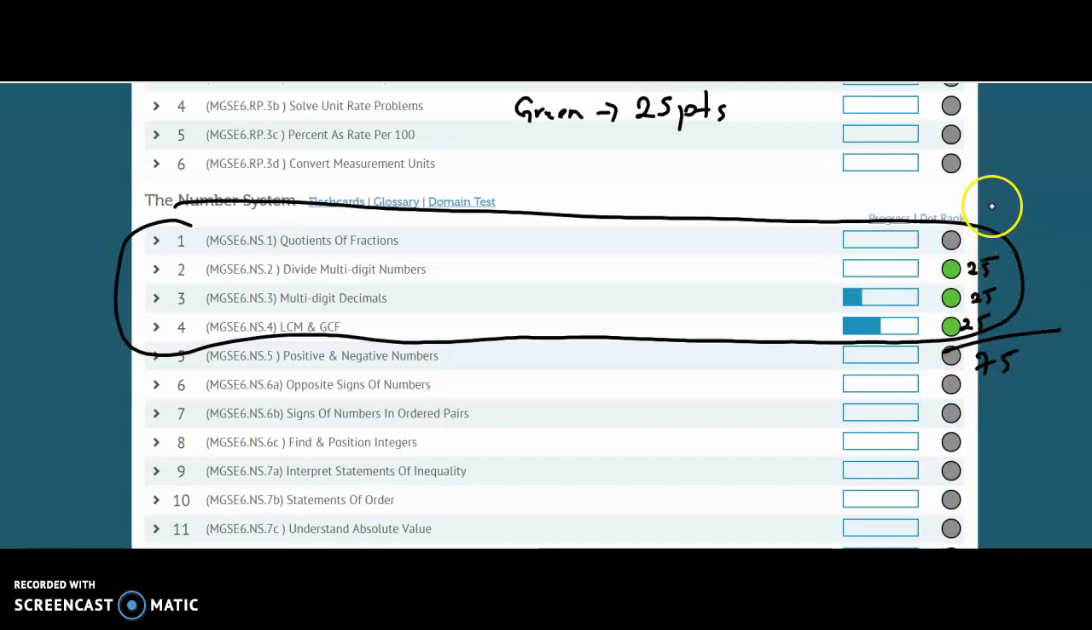We want 100, so this guy is going to need to get a green dot. And I'm going to show you how to get a green dot in just a second. Green dots are worth 25 points. If you have a yellow dot, it's worth 20 points. 20 points for each yellow dot. If you have a pink dot, it's worth 15 points. All right? If you have a gray dot, it's worth 0 points because you haven't started it yet.